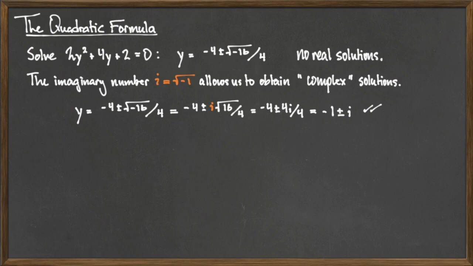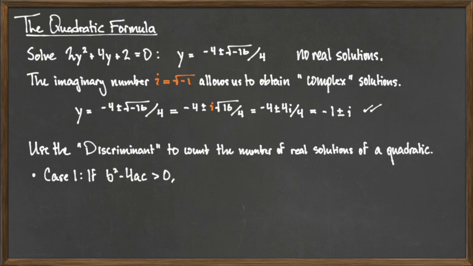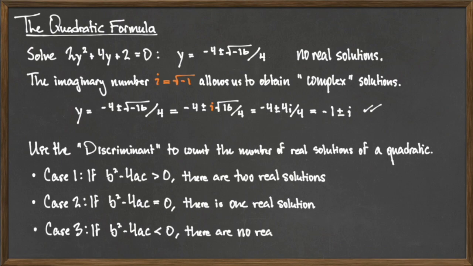The last topic of this video is something known as the discriminant. The discriminant is the value underneath the radical in the quadratic formula, and this is just used to count the number of real solutions a quadratic has. It doesn't tell us what the solutions are, it just tells us how many there are. So in our first example on the previous slide, we had a discriminant of positive 4.